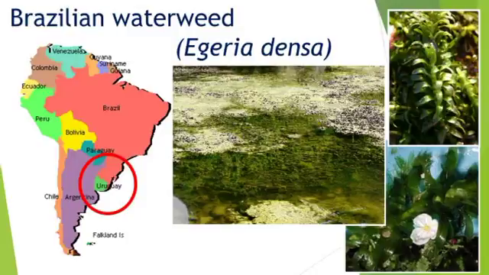So yes, as I was saying, a submerged freshwater perennial. It's been spreading throughout South Africa via the aquarium trade. It has actually been noted in South Africa since the 1960s, but it wasn't causing much of a problem. But in recent years, as with many other submerged plants, we're seeing a real spread and increase in growth.